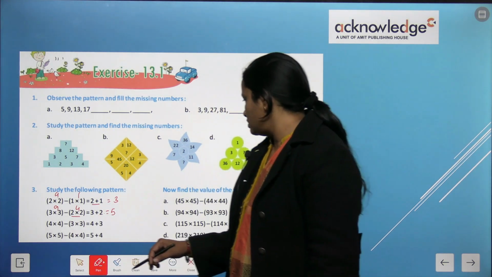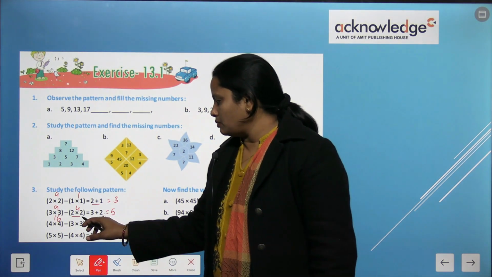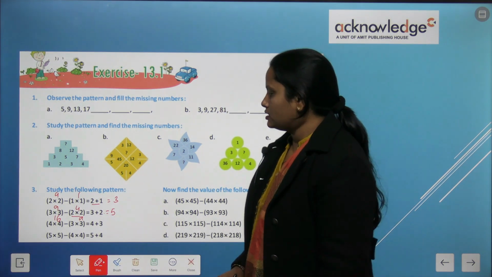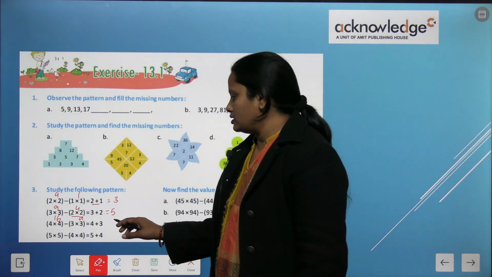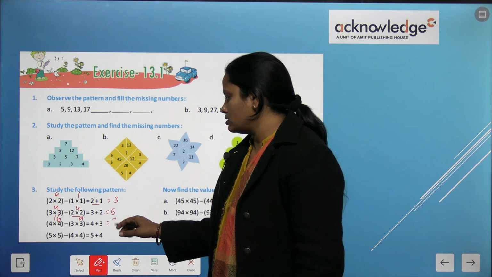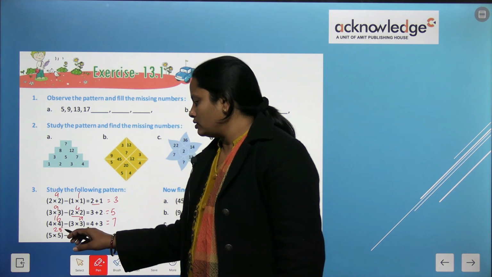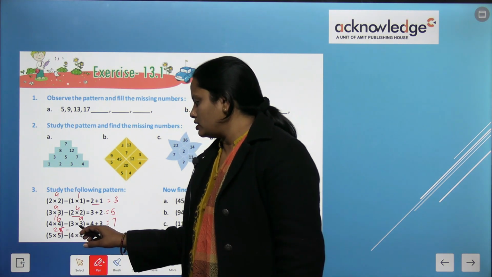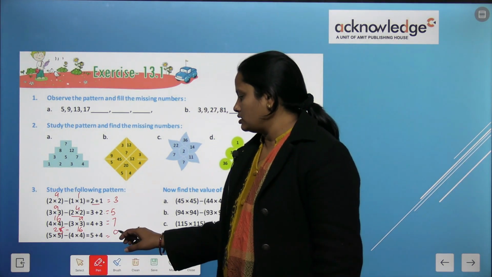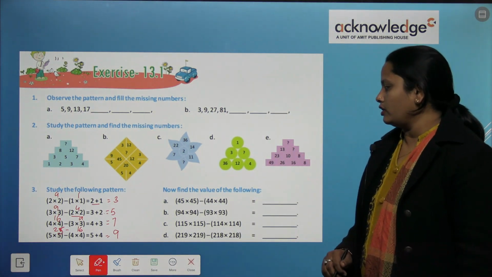Next, 4 multiply 4 is 16. And 3 multiply 3 is 9. Now 16 minus 9 is equal to 7. Next, 25 minus 16. So here the answer is 9. I hope this is clear. Now find the value of the following.